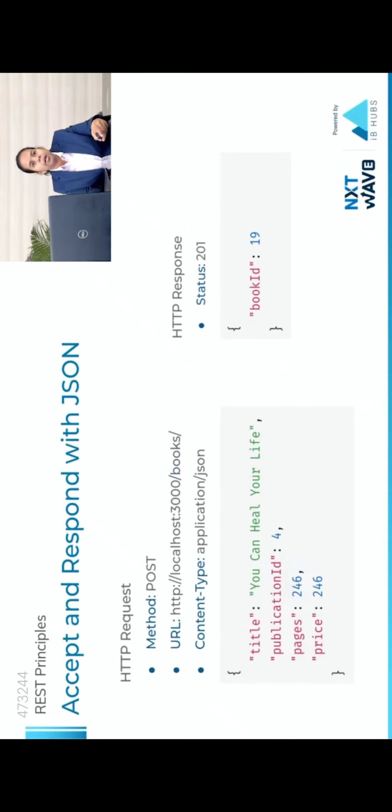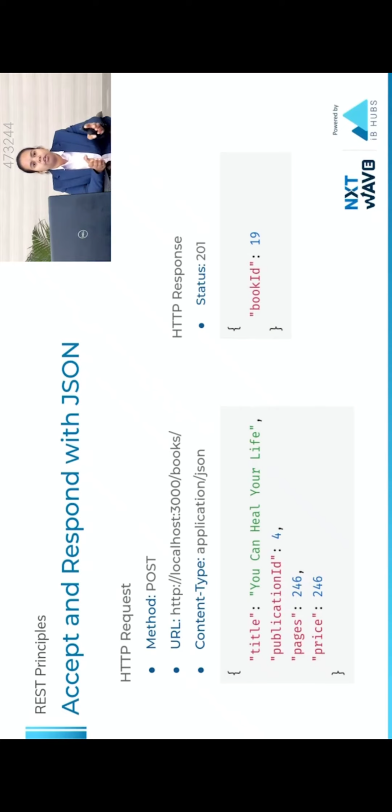Then another one is, generally when we are sending the HTTP request, we have mentioned the content type as application/JSON. That is, we are specifying that the request body will be of JSON format and we send the response also in the JSON format. We are specifying that using the content type, right? So this is another principle: accepting and responding with the JSON, that is, with the same format.